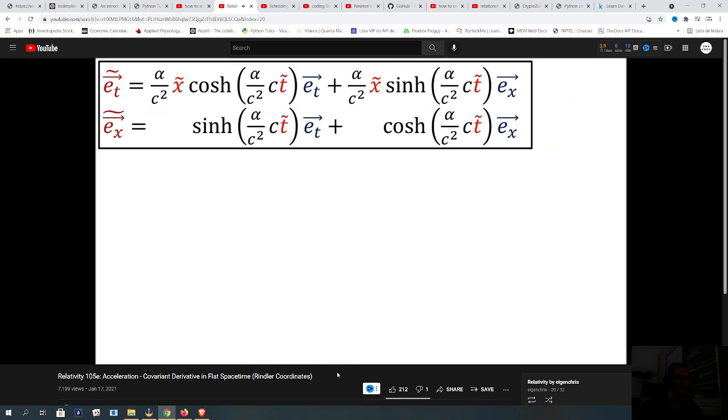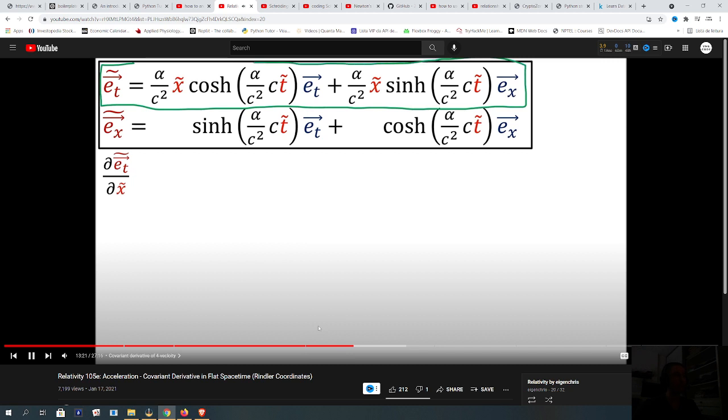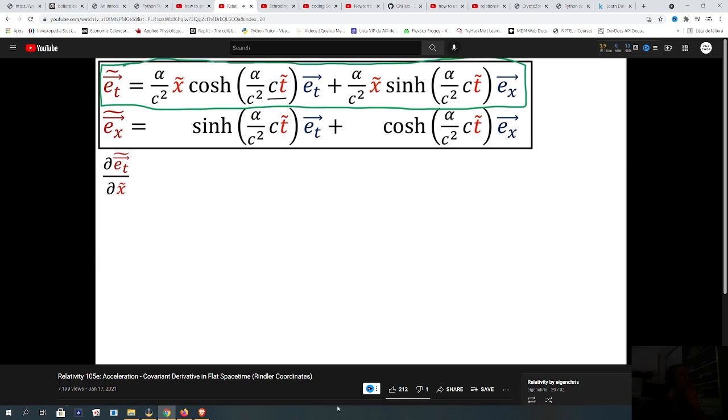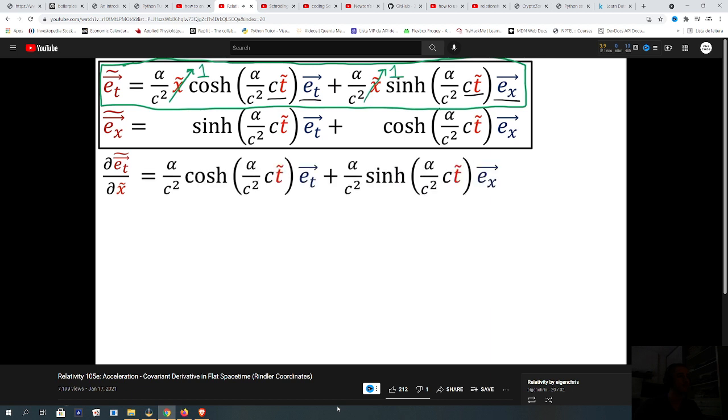So looking at the derivative of et tilde in the x tilde direction, we can treat ct tilde as constant since it is an independent variable, and we can treat et and ex as constant since they are inertial basis vectors. This means that we just differentiate with respect to x tilde, which means the x tildes in this formula go to 1. And the result we get is just the et tilde basis vector divided by x tilde.